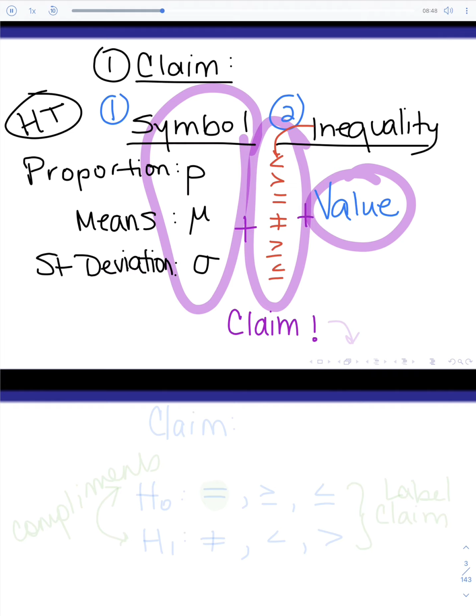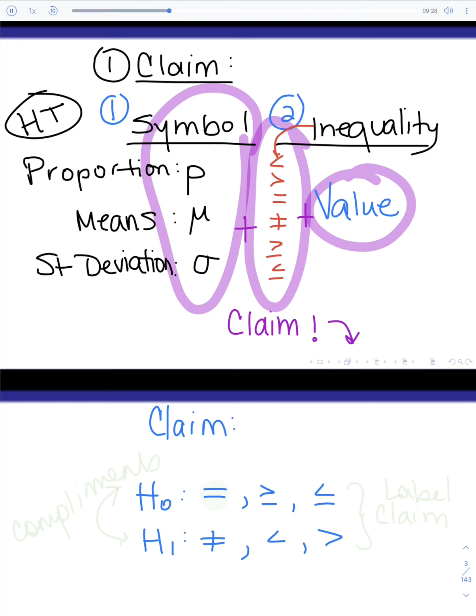After you figure out what your claim is, then that's where you're going to figure out where does it fit. What do I mean by where does it fit? I mean, does your claim fit as your H0 or your H1, based on its symbol? We talked about this a second ago. If it has any version of equal to, it will fall in as your null hypothesis, your H0. If it does not, if it has a not equal to or a less than or a greater than, then it will fall in as your alternative hypothesis.